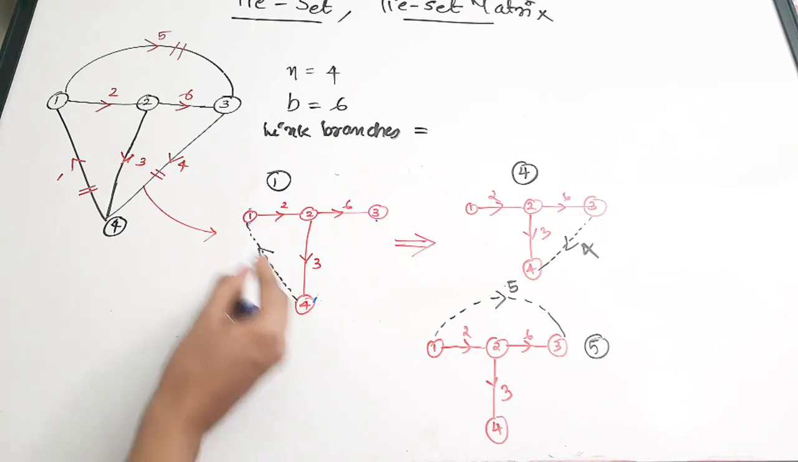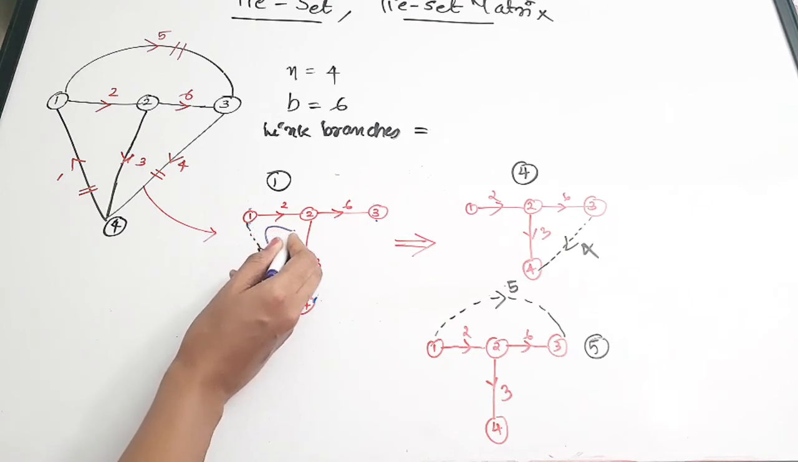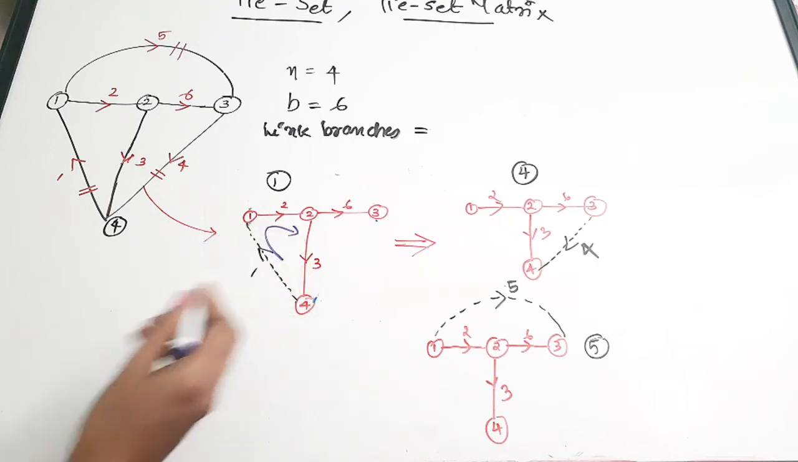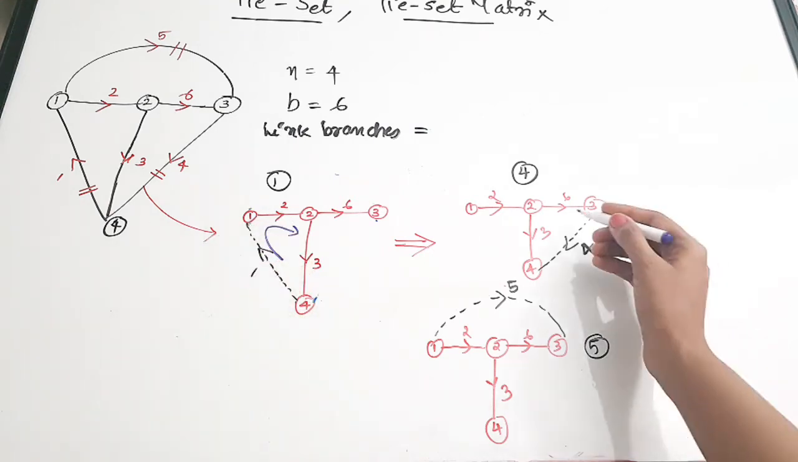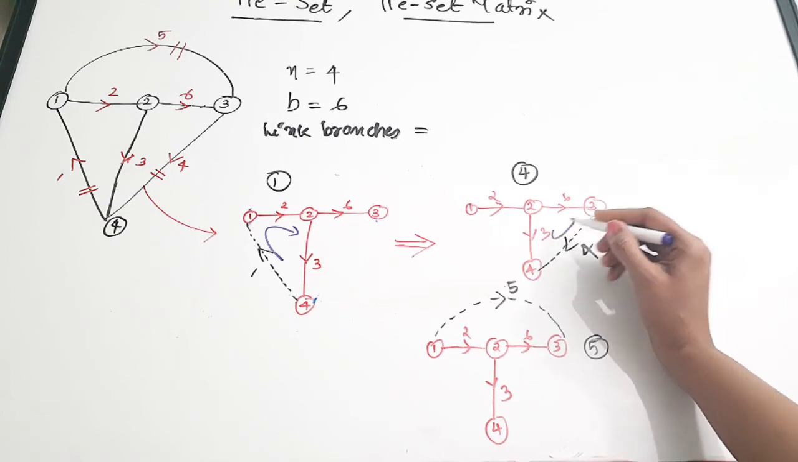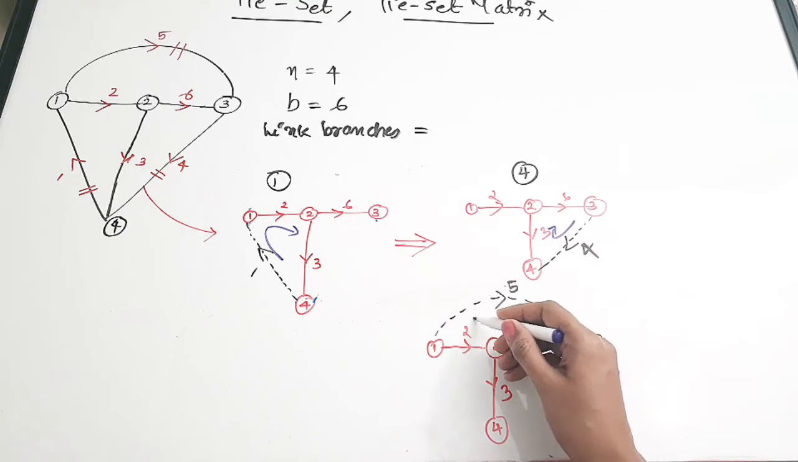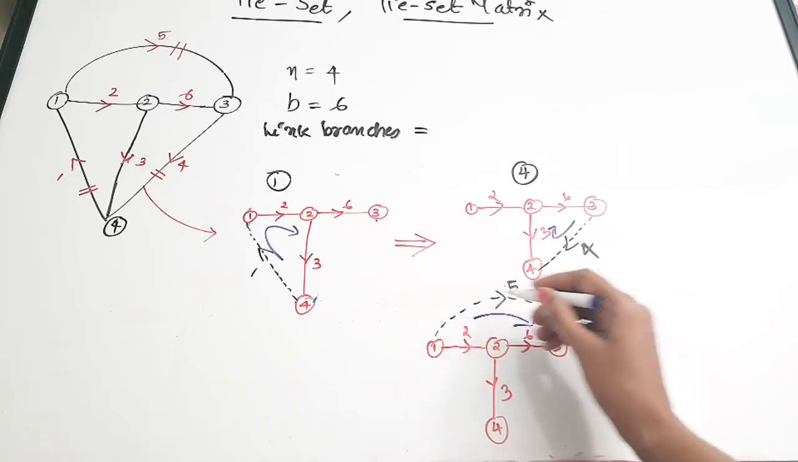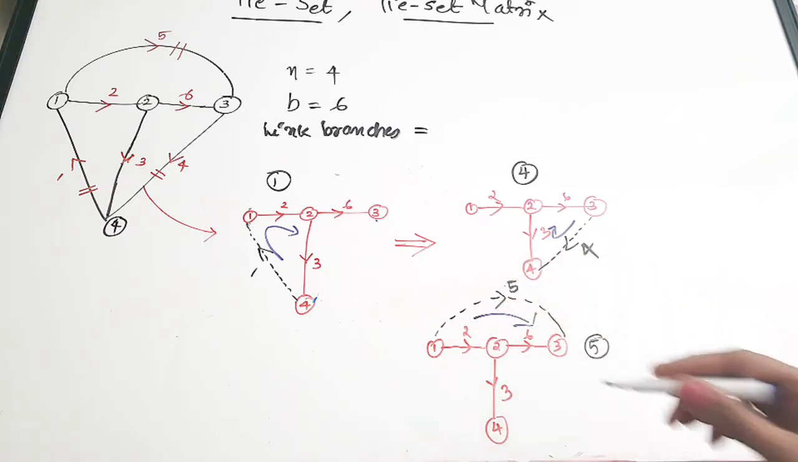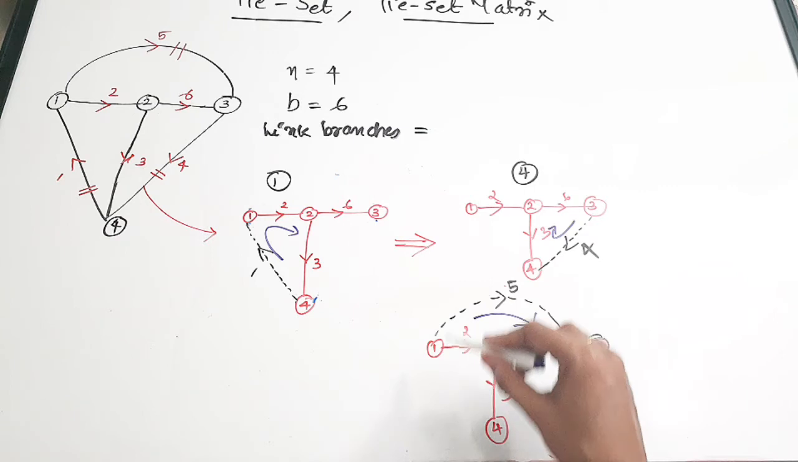So this is your one fundamental loop and it is having the orientation or direction like this. Why? Because your link branch is pointed in this direction. Again, here for this F loop, it is in this direction. Why? Because your link branch is in that direction. Here again, the F loop is having this orientation or in this direction it is forming. Again, it is as per the orientation of your link branch.